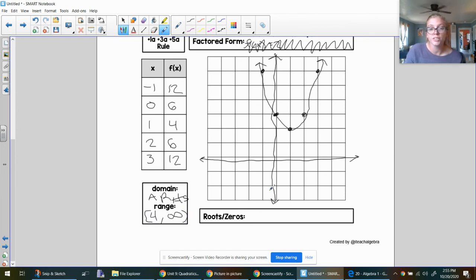The roots and zeros are the x-intercepts. There are no x-intercepts here, so we are going to write none. You'll notice that there's a pretty strong correlation between numbers that we can't factor and times when there's no roots or zeros.